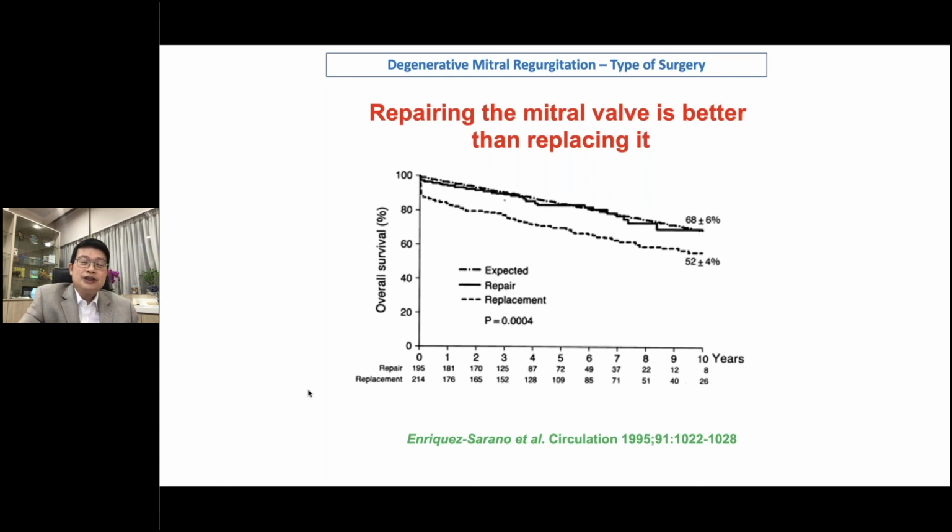In most cases of degenerative mitral regurgitation, it is usually possible to repair the mitral valve with very good results. It is a little bit more challenging in the case of rheumatic mitral valve disease, where a valve replacement may be needed.